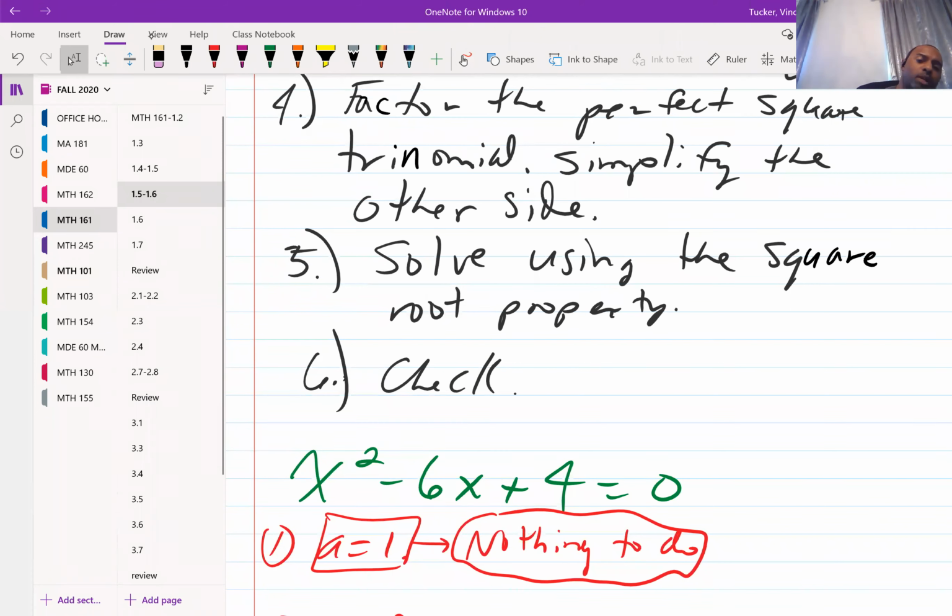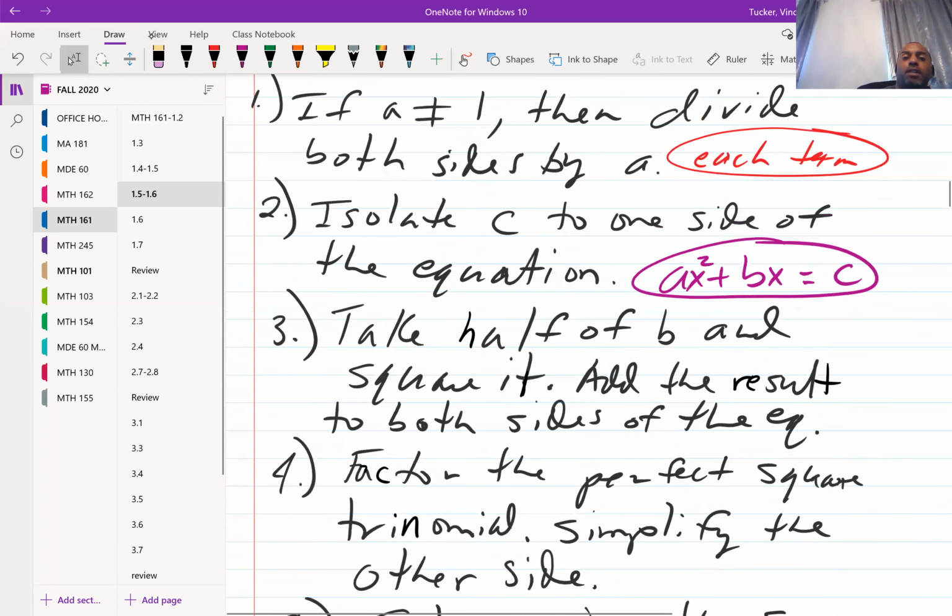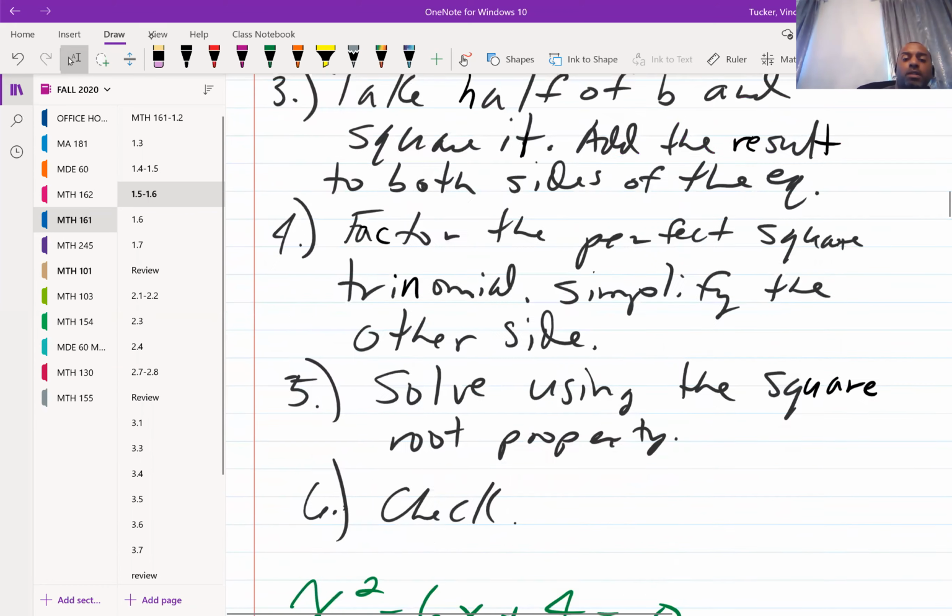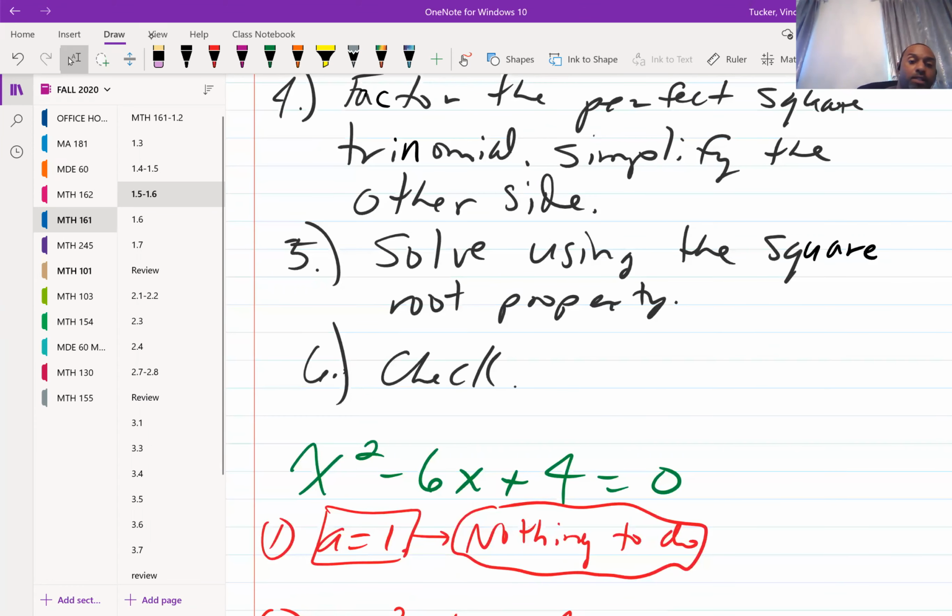So the first problem, x squared minus 6x plus 4 equal to 0. Now the first step says if a is not equal to 1. So in this case, a is equal to 1. Remember, a is what's sitting in front of x squared. That is your a. So a is equal to 1. That means there's nothing to do as far as step 1 is concerned in this problem.